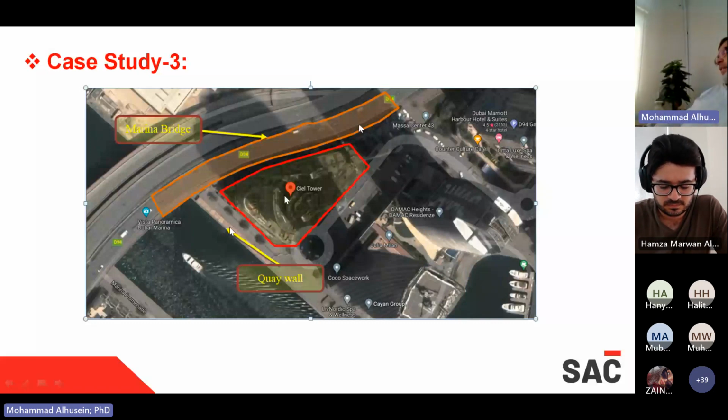So what happened? The bridge itself was erected on two piles, while the ramp was erected on strip foundation, shallow foundation. Before and during the construction, cracks started to appear in the retaining wall and also in the bridge itself at the level of the ramp.